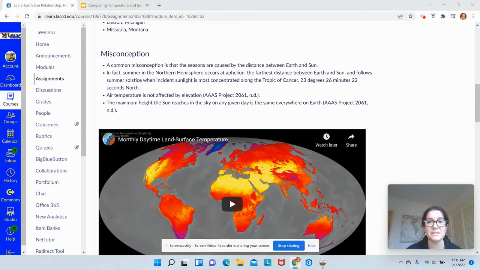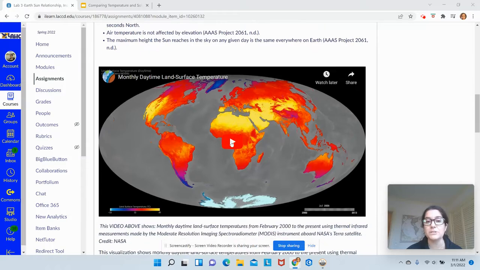A common misconception is that the seasons are caused by the distance between the Earth and the Sun. This is absolutely false. The reason for the seasons is caused by the Earth's axis and the fact that we don't sit straight, we sit at an angle of 23.5 degrees. It's important to watch this video because you will get a visual about daytime land surface temperatures based off of where you live on the Earth.